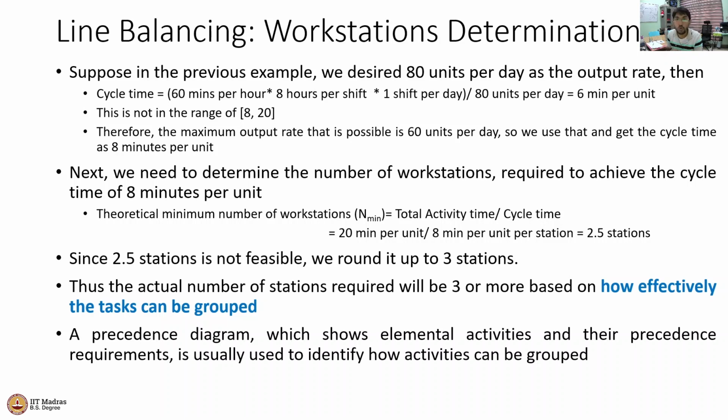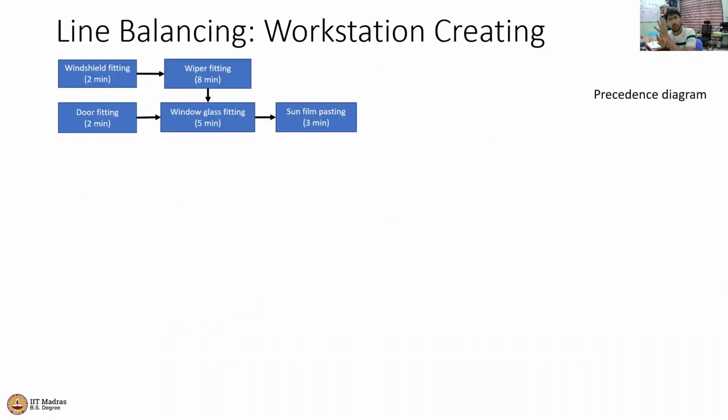And the efficiency of grouping tasks is determined by the precedence of the tasks, the tasks that have to be completed before a current activity is performed. To give a perspective, let's say I do those 5 activities, but before doing wiper fitting, the windshield has to be fit. Before I can do glass fitting, the door and the wiper have to be fit. Then before I do the sun film pasting, all the other activities have to be completed. Only if these are done would I be able to produce a usable product. If it is done in some other way, it is not practically feasible. So that is why the term theoretical minimum comes into the picture.